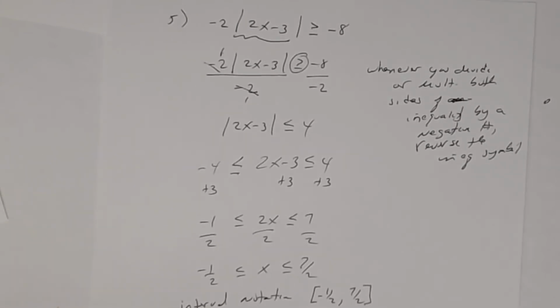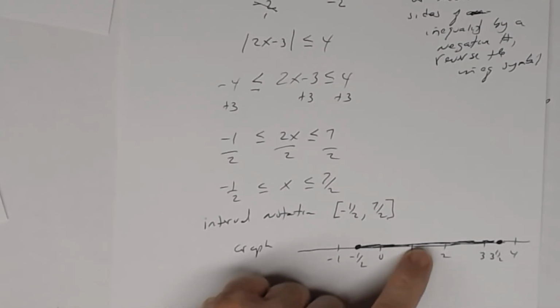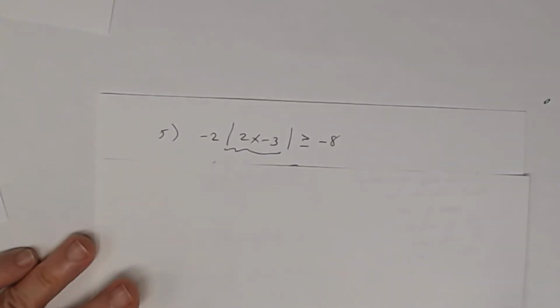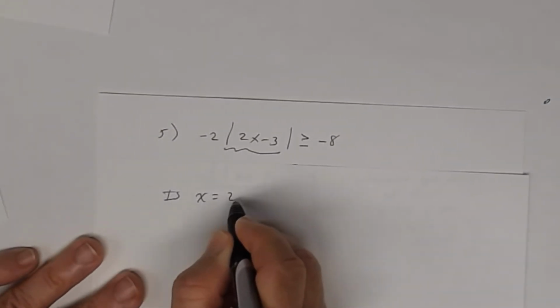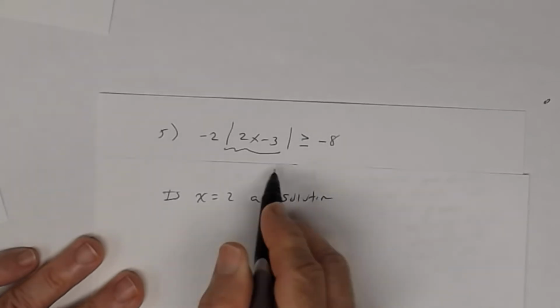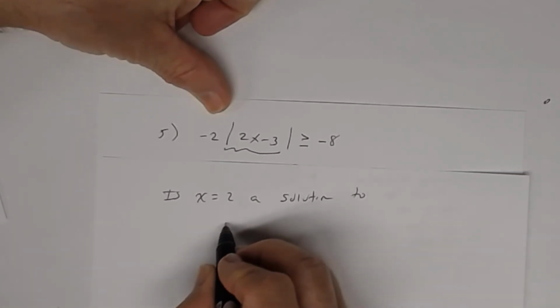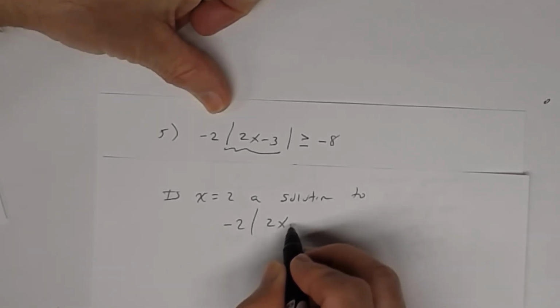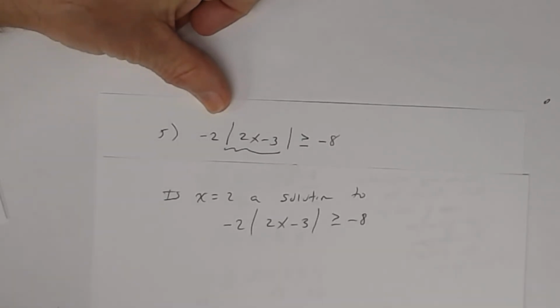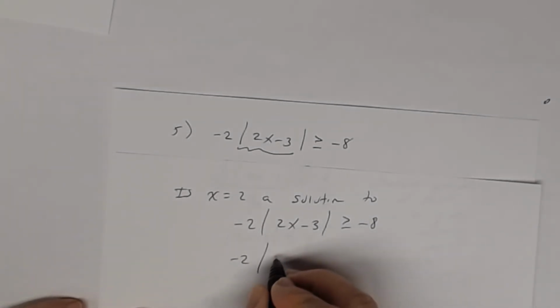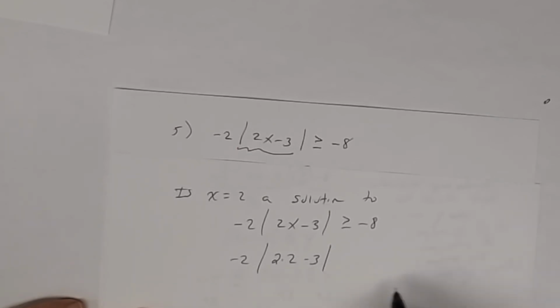Okay, so what I want to do though is I'm going to ask you again. First of all, you can see here that 2 is a solution, right? 2 is a solution. It's shaded. So let's see why. So is x equal to 2 a solution to the original inequality? A solution to negative 2 times absolute value of 2x minus 3 greater than or equal to negative 8. So let's see if that's a solution. In place of x, I'm going to substitute 2. So I get negative 2 times the absolute value of 2 times 2 minus 3. And I want to see if that's going to be greater than or equal to negative 8.